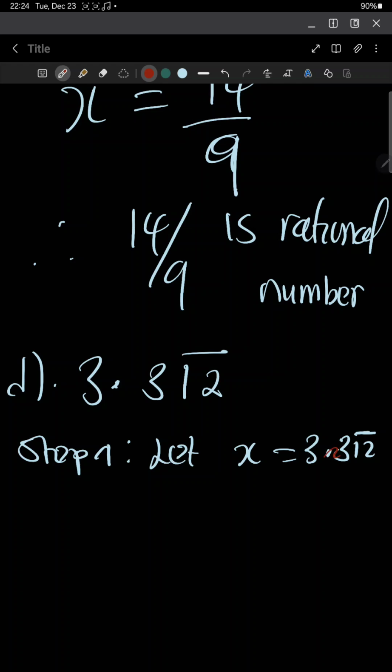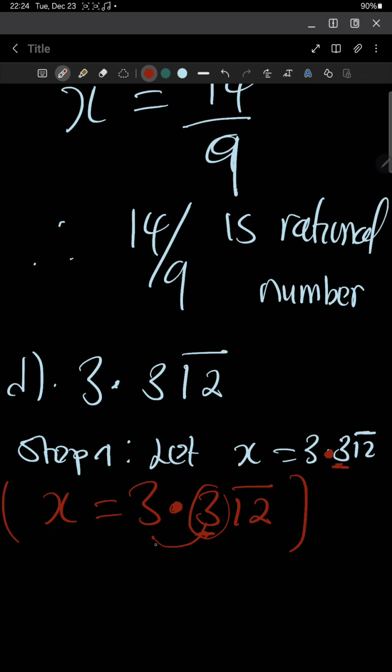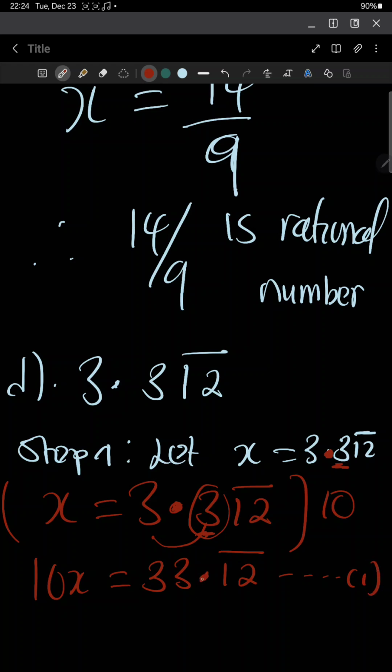Like I said, for me to say that this is equation 1, after the decimal point, what follows should have a bar. By this one, it has no bar. The 3 has no bar. So we'll say x is equal to 3.312 like that. So this 3 has no bar. For me to say that this is equation 1, this one should have a bar. So I need to multiply by 10. If I multiply by 10, it will be 10x equal to 33.12 bar. So that is now our equation 1. Because I'm saying after this decimal, what follows should have a bar. We have achieved that.